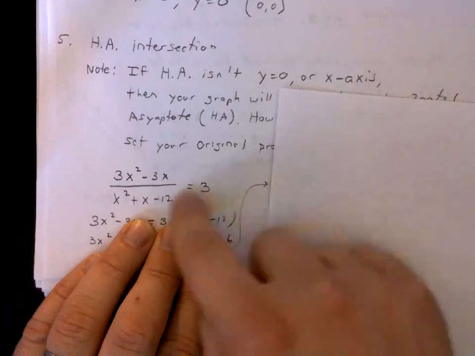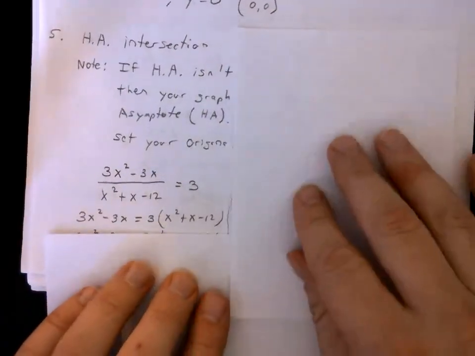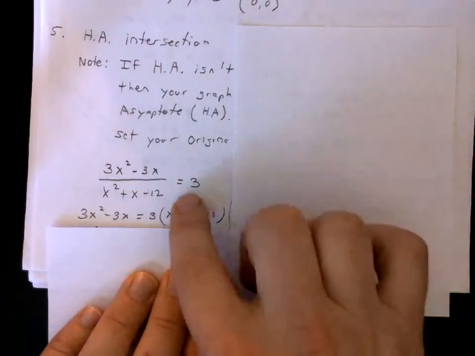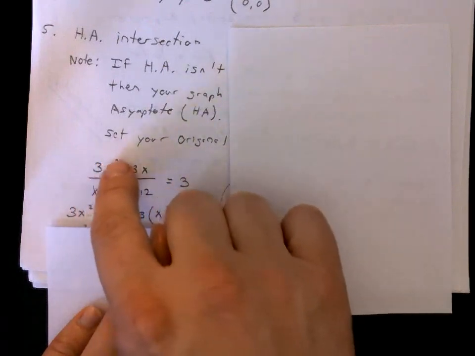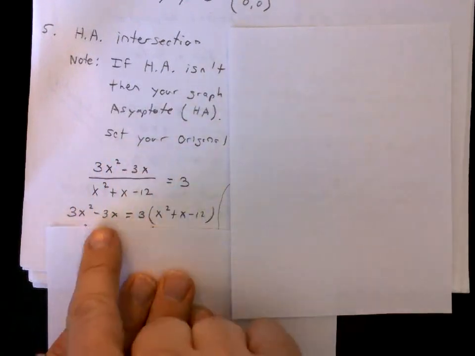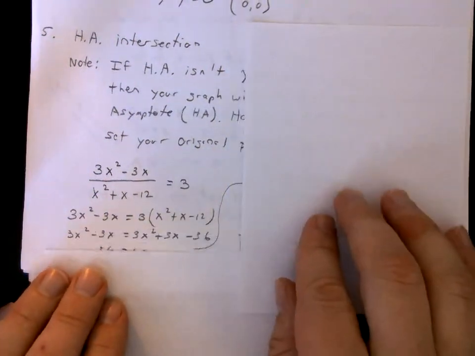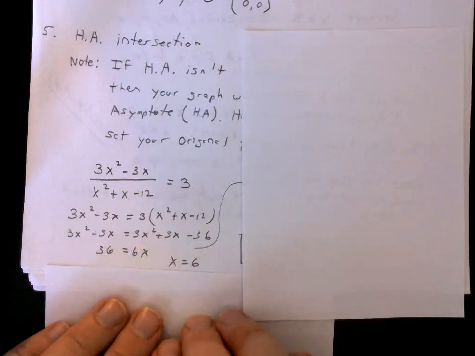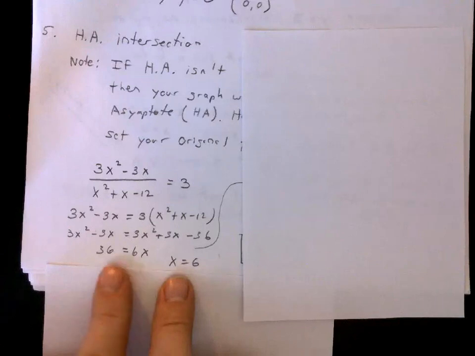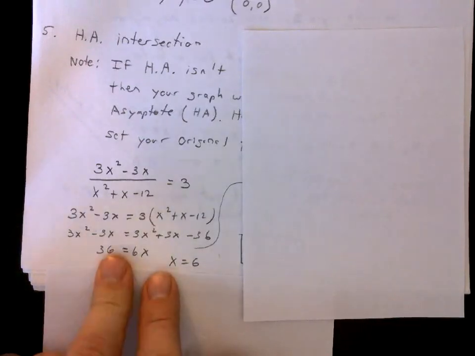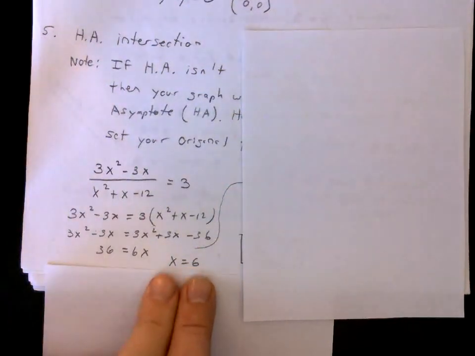Then you're going to cross multiply. Remember, this is 3 over 1, so that's going to be 3 times all of this, and then 1 times all of that. Then you're going to start simplifying. And then what happens is that your x's don't cancel out. So if your x's do not cancel out, you're going to have a hit on the horizontal asymptote at 6.